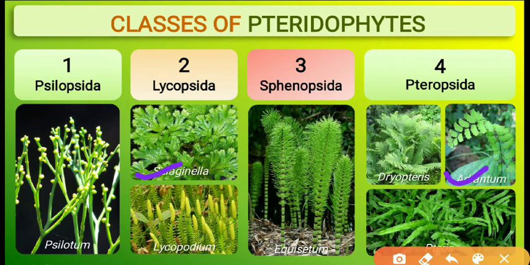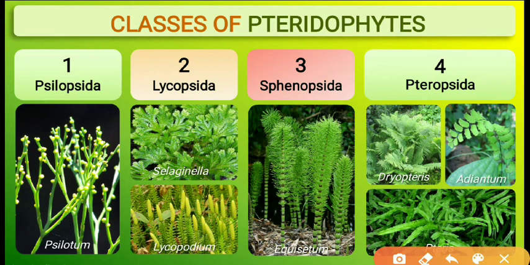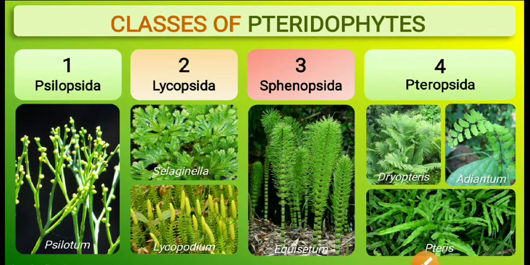Then Dryopteris is called the male fern, and Adiantum is called walking fern, I told you. Remember this. The smallest fern among all is Azolla. Azolla is the smallest fern and a water fern. In paddy crops like rice, the Azolla-Anabaena association is common and helps in nitrogen fixation.